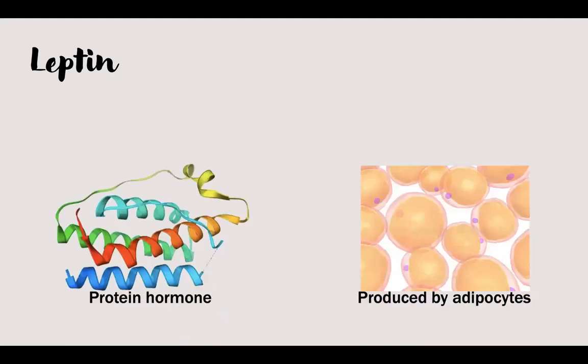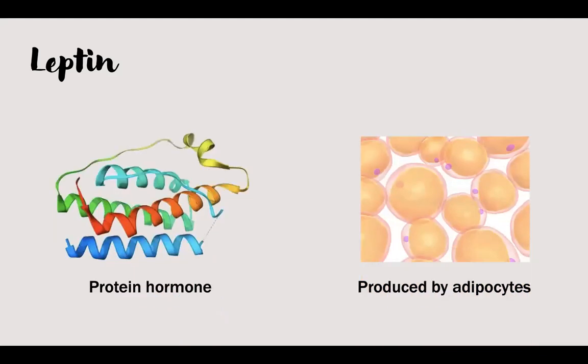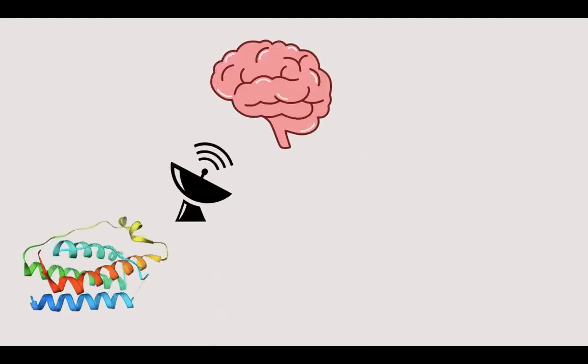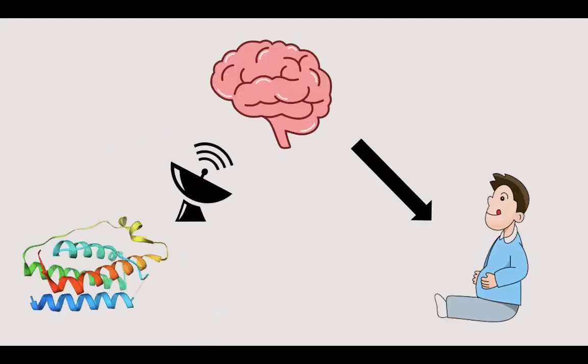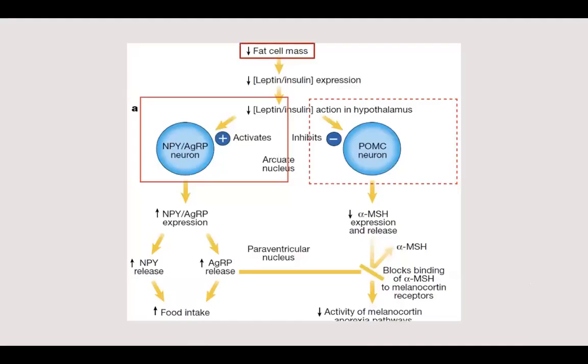Leptin is a protein hormone produced by adipocytes, also known as fat cells. They help send signals regarding the amount of body fat in cells and can help indicate when you're full after eating. When the fat cell mass decreases, leptin levels also decrease, which activates NPY-AGRP neurons. When there are more of these NPY-AGRP neurons being released, it makes you want to eat because your body is saying that the fat cell mass is too low and needs more from food.